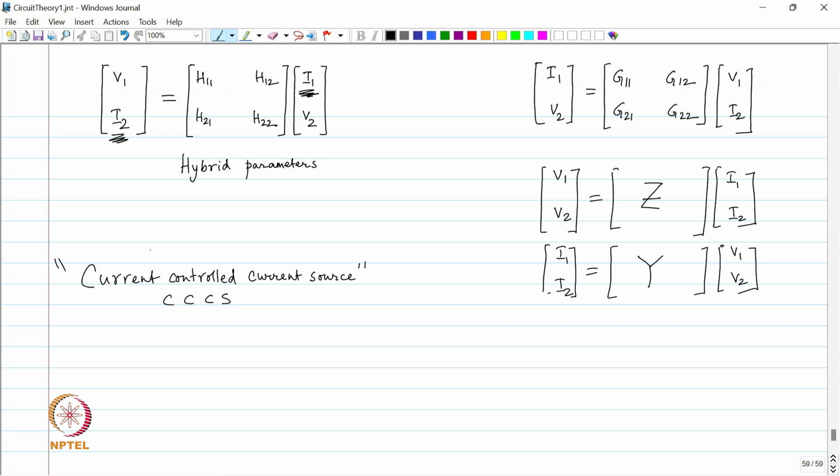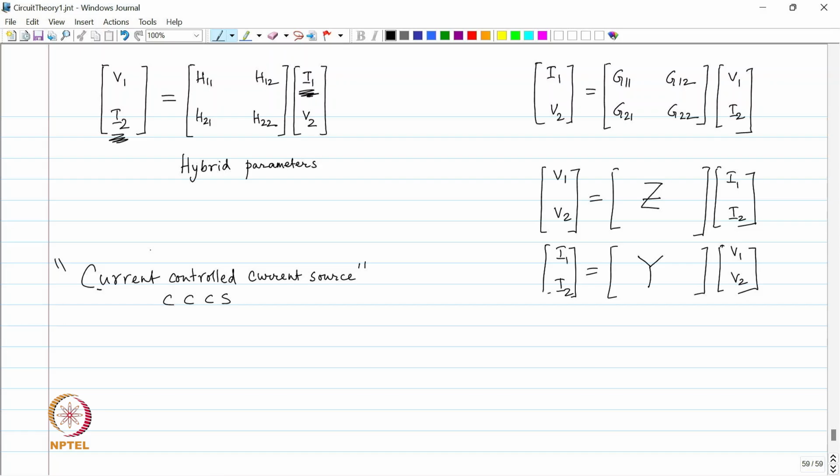Okay. And G you do not have to remember. G is not worth remembering, it is just the opposite of H. G is really H inverse. Okay. So, no need to remember G, all you need to remember is this word current controlled current source, CCCS, and CCCS means we are talking about the H parameter set. Fine. You have understood why CCCS is H parameter?